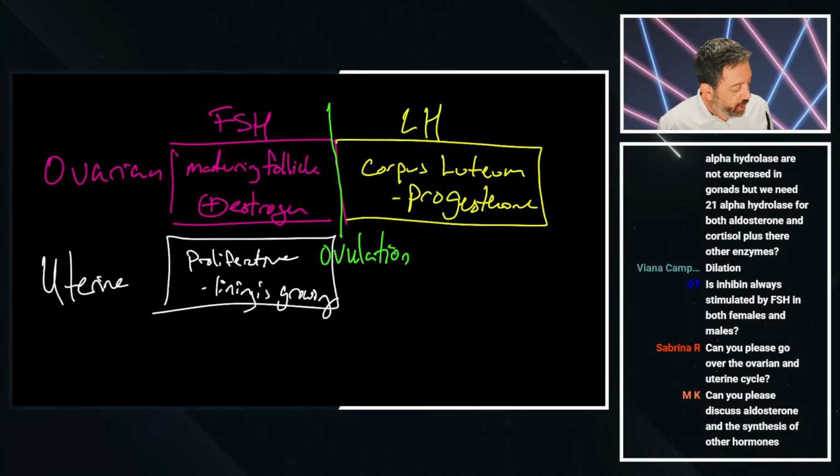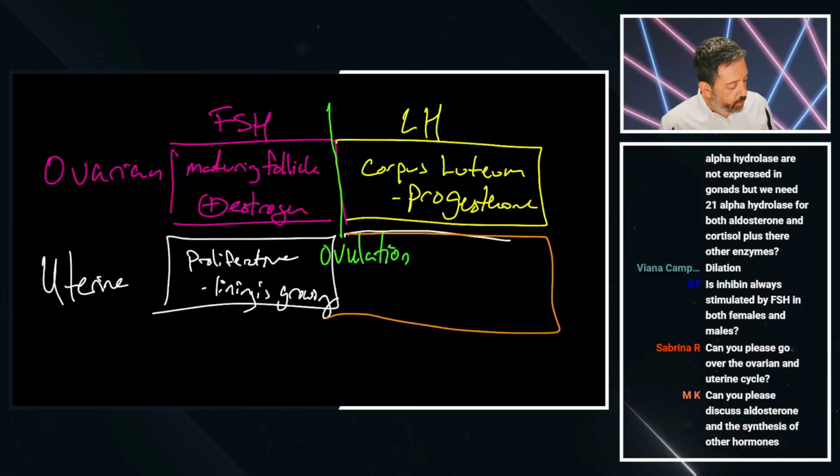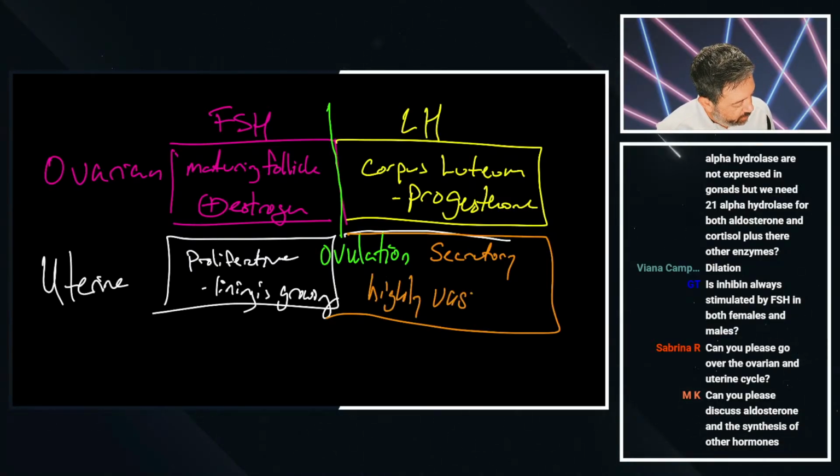While the progesterone is going on, let me change the color. The uterine cycle turns into the secretory phase, and this is under the influence of progesterone. Highly vascular at this point. Lots of blood vessels being grown. Getting that lining really fluffy at this point, waiting for a fertilized egg to show up.